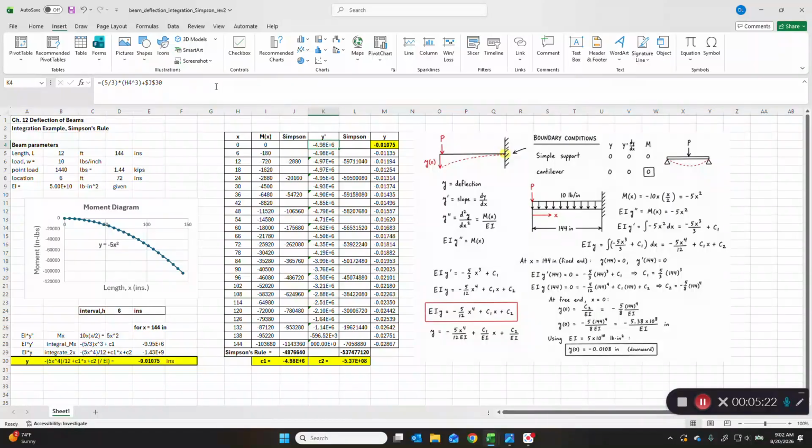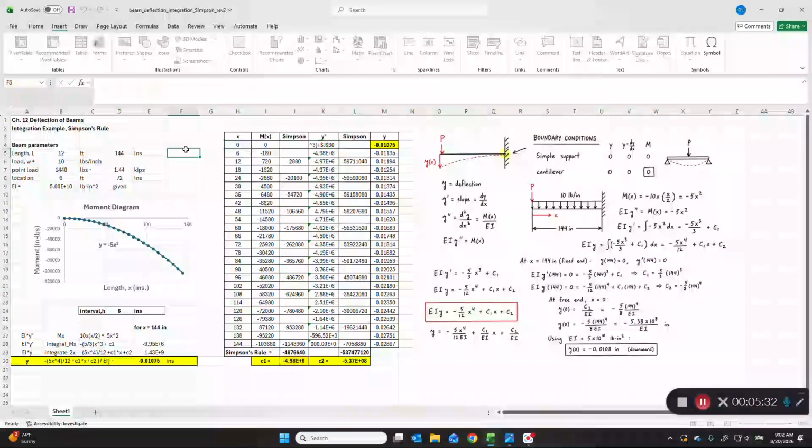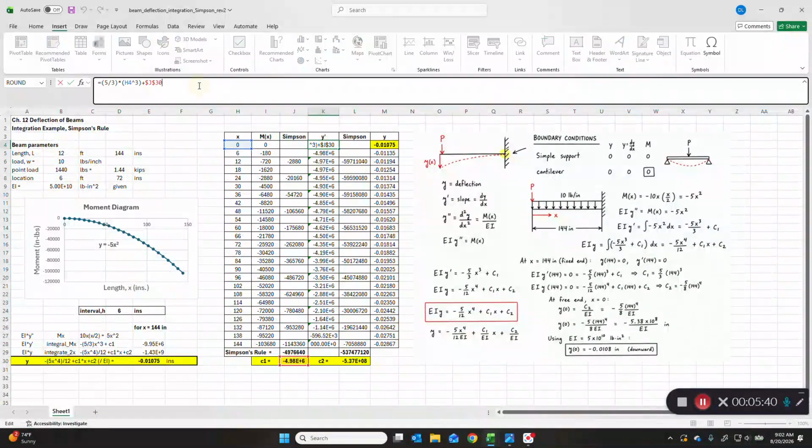Likewise, we want y prime. Y prime, we know, is the integral of the moment. So it's minus 5/3 x cubed plus C1. So you can see that here, right? And here it is. And so we've got a y prime for each value of x. So let's take a look at that, right? And what we're doing is taking 5/3 times, in this case, it's h4. So h4 is going to be the x value. And then we're adding j30, which in this case was our constant, right?